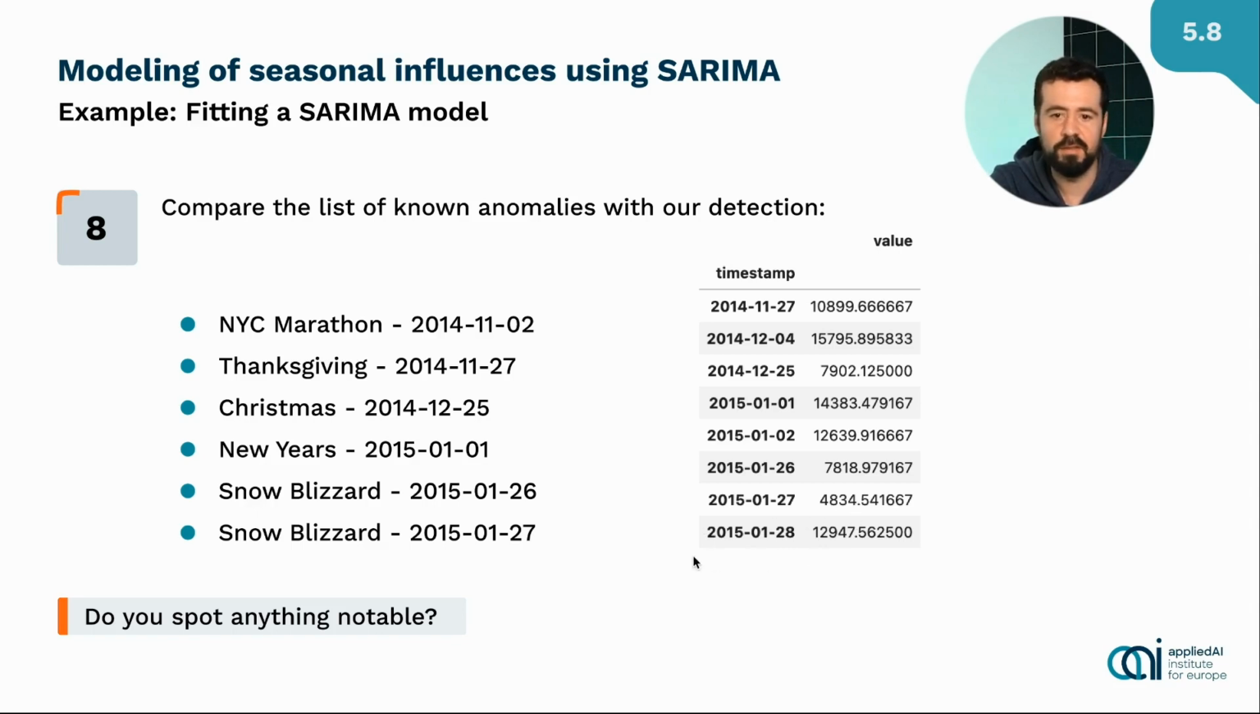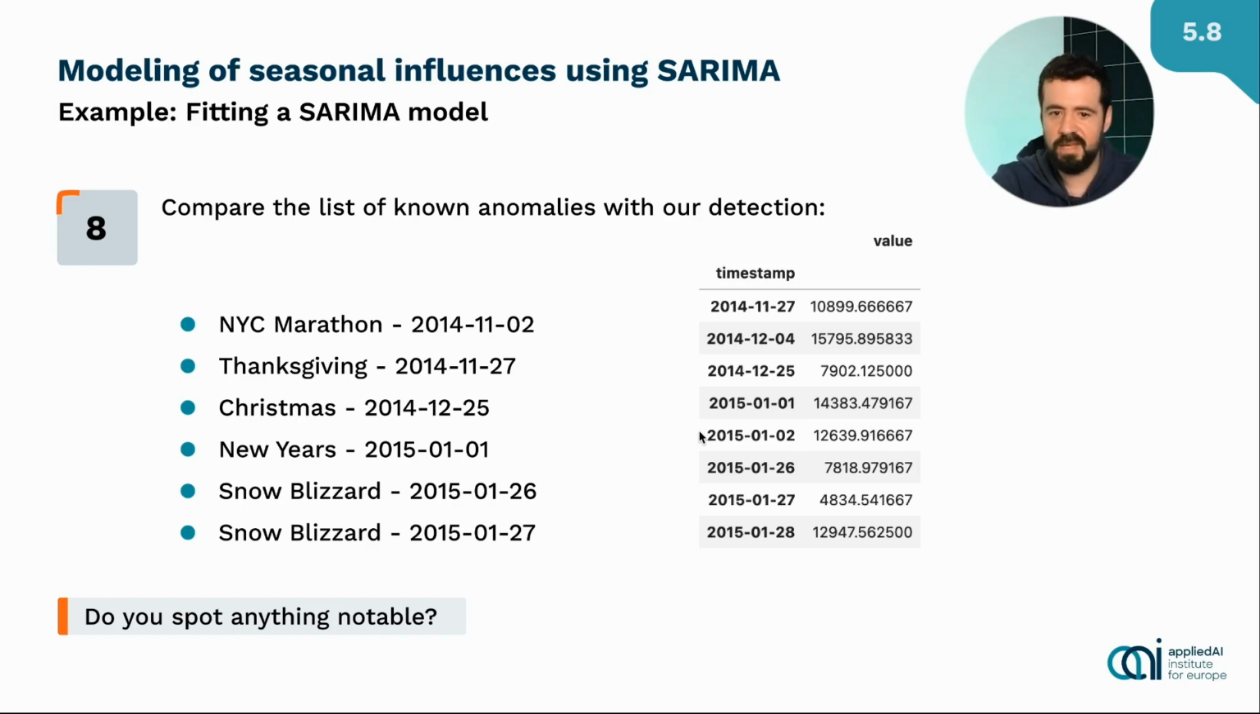Namely, we also have the 28th of January. Here we can already conjecture that this might have something to do with the two anomalous days before, where we had the snow blizzard. So maybe the taxi calls haven't fully recovered at this point. We can take a closer look at that. So we recognize two more points as anomalous, which we didn't have on our list, which are the 4th of December and the 2nd of January.